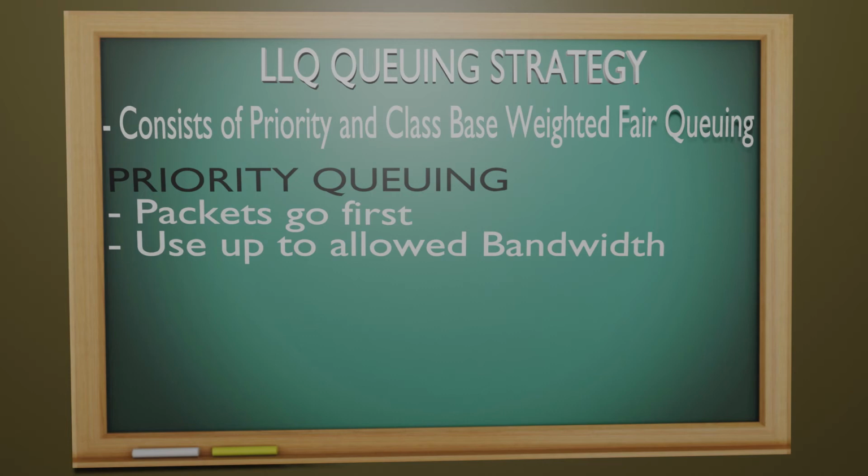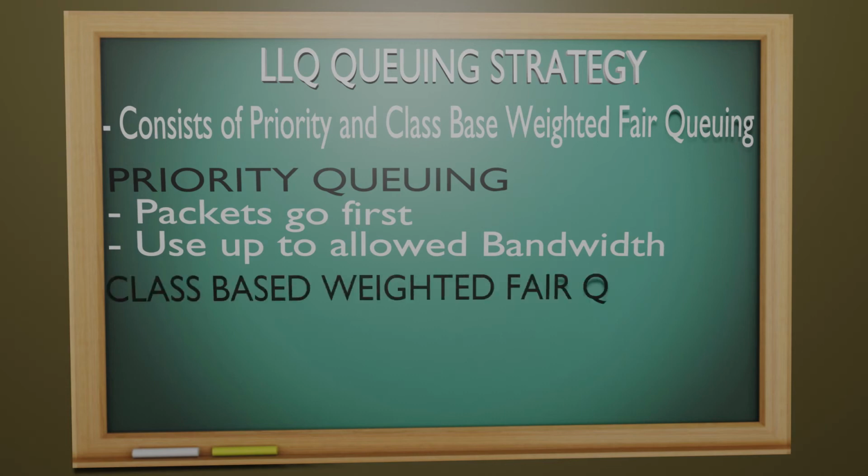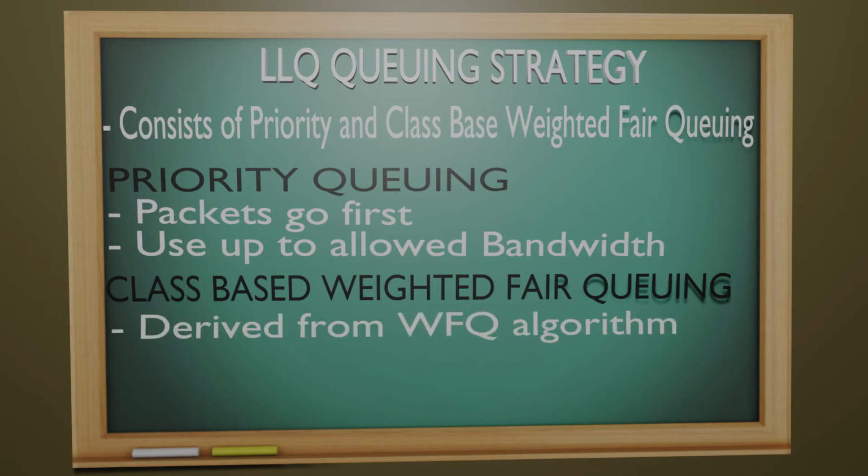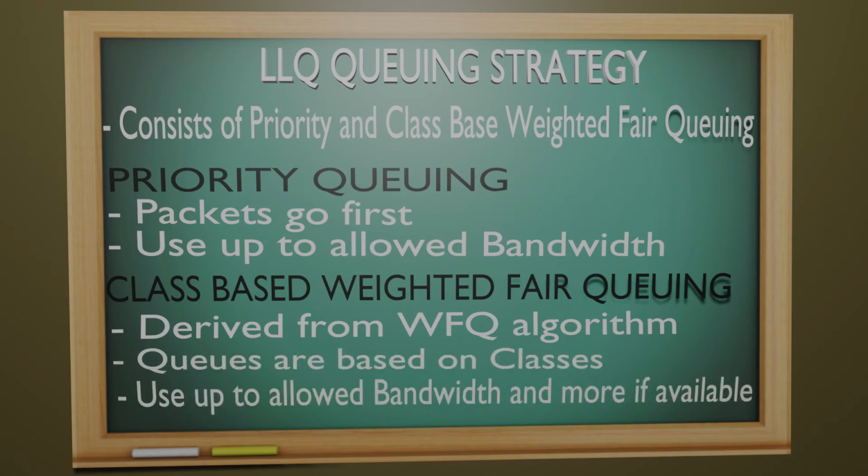On the other hand, class-based weighted fair queuing is for less sensitive traffic. It is derived from the weighted fair queuing strategy, but unlike that strategy, it focuses on building queues based on classes rather than individual flows, and packets that reside in its queues can use up to the allowed amount of bandwidth and use more if that bandwidth is available.